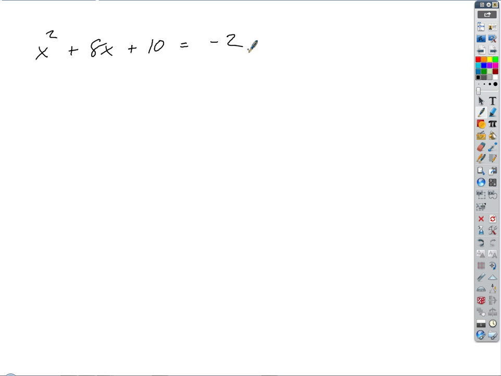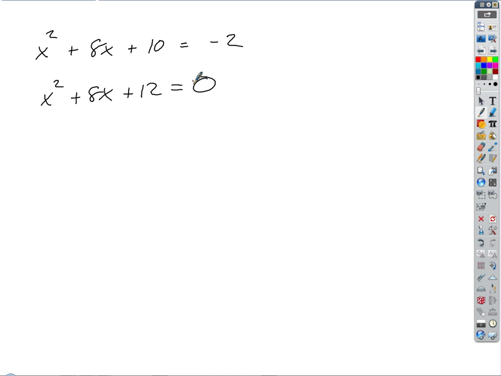Okay, what about that? Let's take a look at that real quick. We could solve this pretty easily, right? But let's not. Instead, let's just look at this graphically for a second. If I just add 2 to both sides, I'd get x squared plus 8x plus 12 equals 0, right?